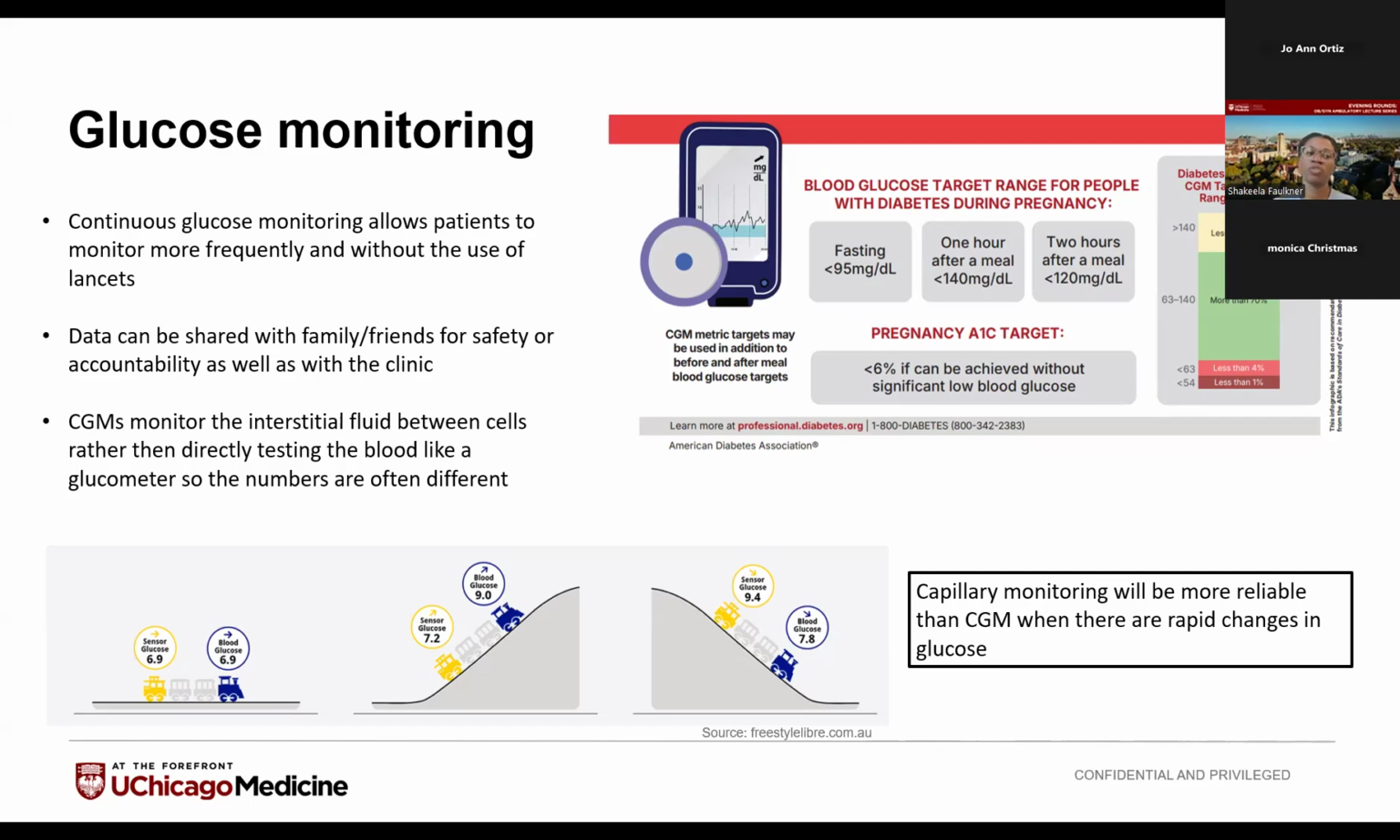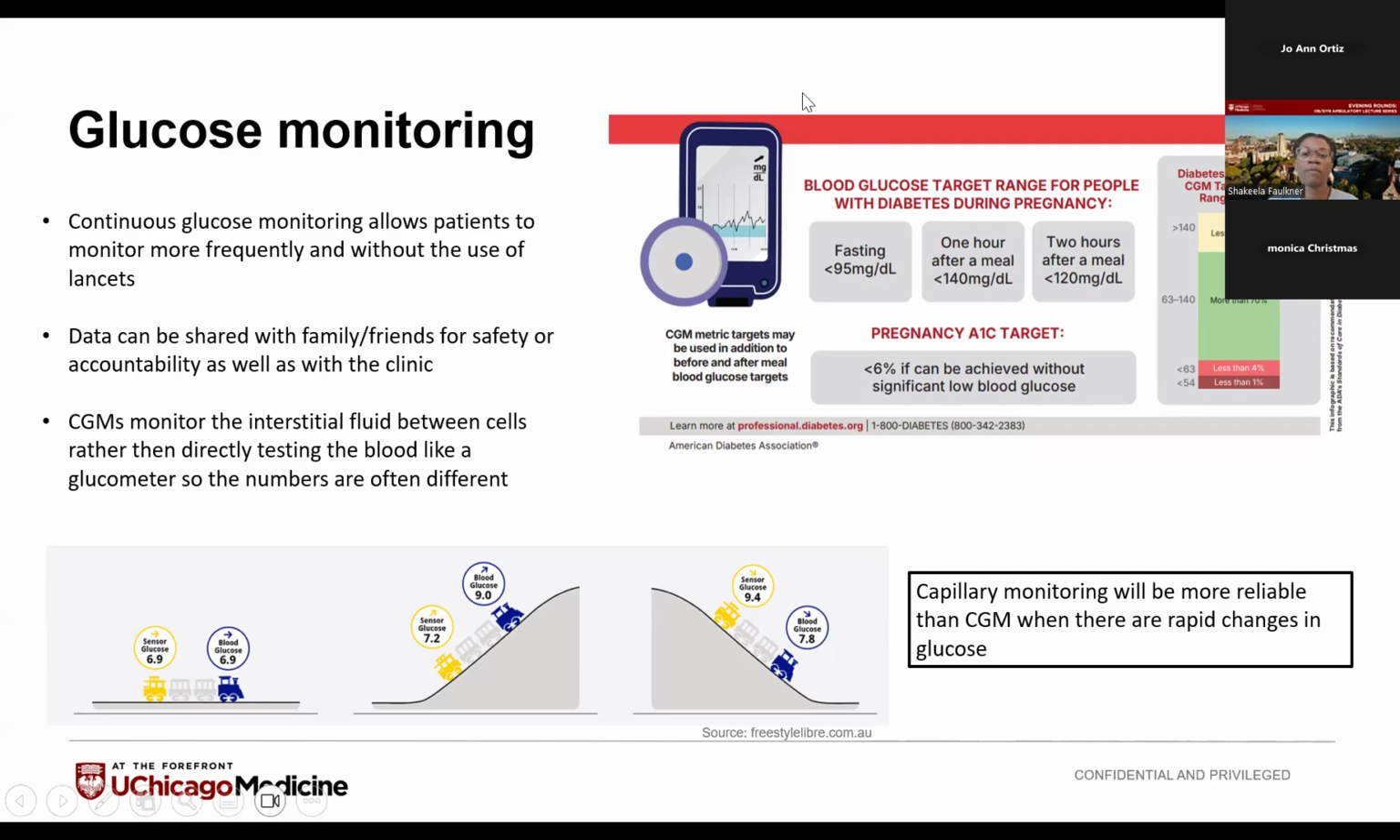It is nice because in addition to being able to view the numbers themselves, data can also be shared with families or friends for both safety and accountability. I've encouraged patients to do it for both reasons. And it can also be shared with the clinic. So it certainly increases the chances that you have data to discuss during the visit, have real-time information, and information that sometimes would get missed, because we only check at certain time points, but maybe there are lows happening in between or even higher spikes than we're realizing.